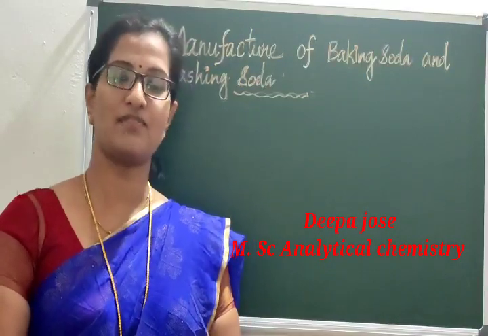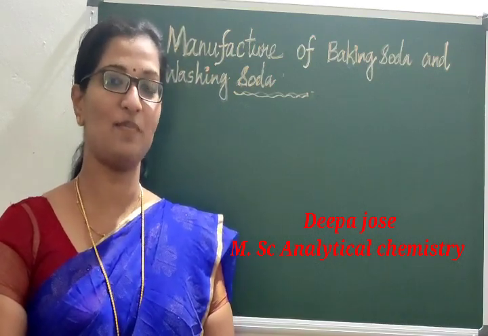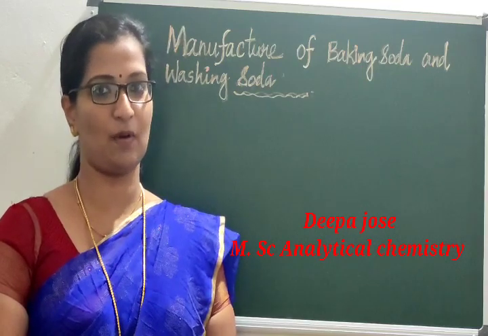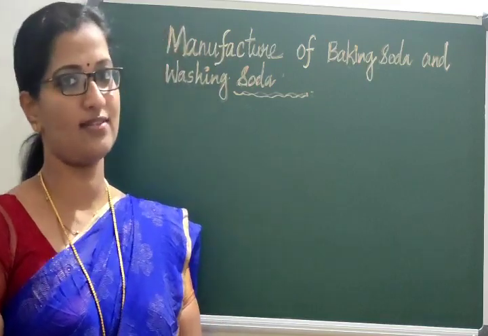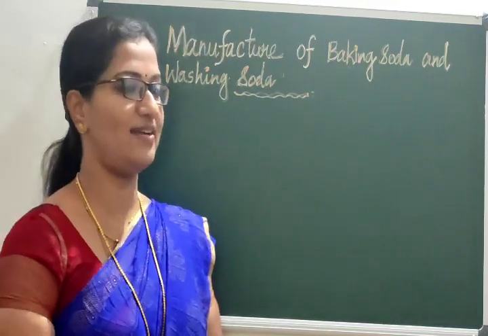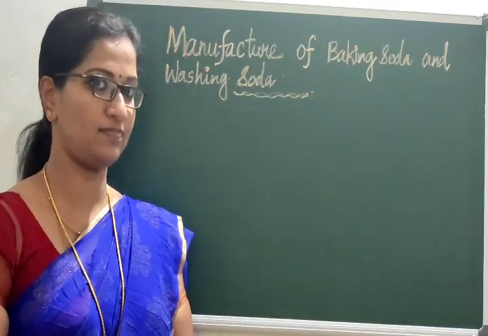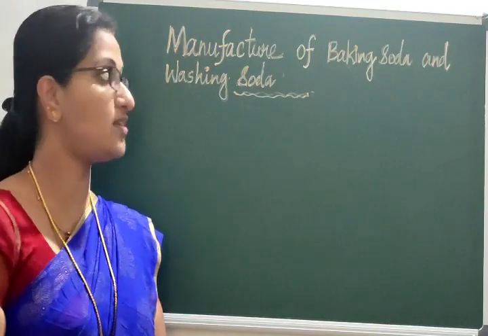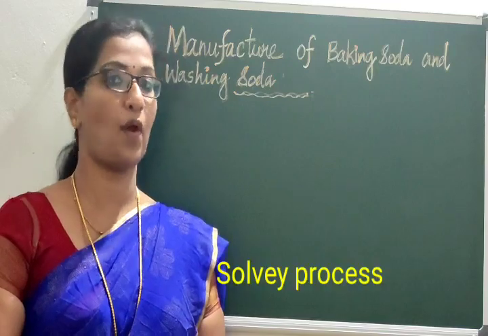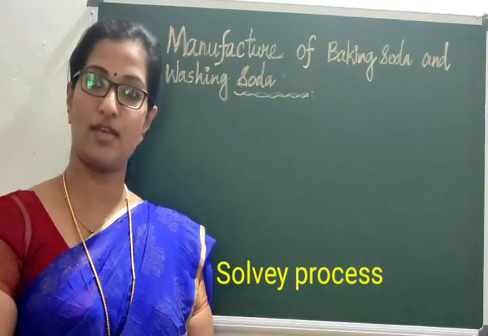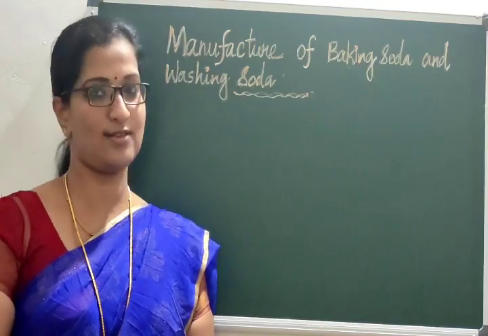In the previous class, we have discussed salts, types of salts, and two important processes, that is the chlor-alkali process and the preparation of sodium hydroxide, etc. In today's class, we will continue with the remaining salts, that is the manufacture of baking soda and washing soda. That process of preparation of baking soda and washing soda is known as the Solvay process. By using the Solvay process, you can synthesize baking soda and washing soda.